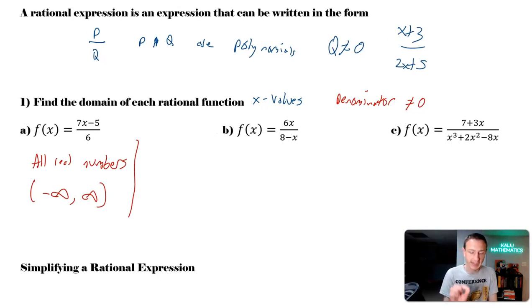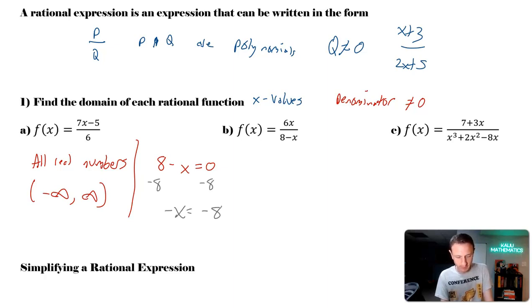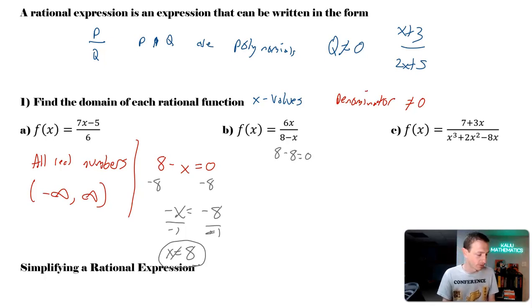Letter B, 6x over 8 minus x. In 8 minus x, we have an x value there. That means there is a potential x value that would cause the denominator to equal 0. So let's take the denominator and set it equal to 0. 8 minus x equals 0. I'm going to subtract 8. We get negative x equals negative 8. Divide by negative 1, and I get x equals positive 8. So when x is equal to 8, we get 0 in the denominator. If we look at that, 8 minus 8 is equal to 0. We cannot have x equal 8 because then we are dividing by 0, and we cannot divide by 0. So a potential issue in the domain is when x is equal to 8.